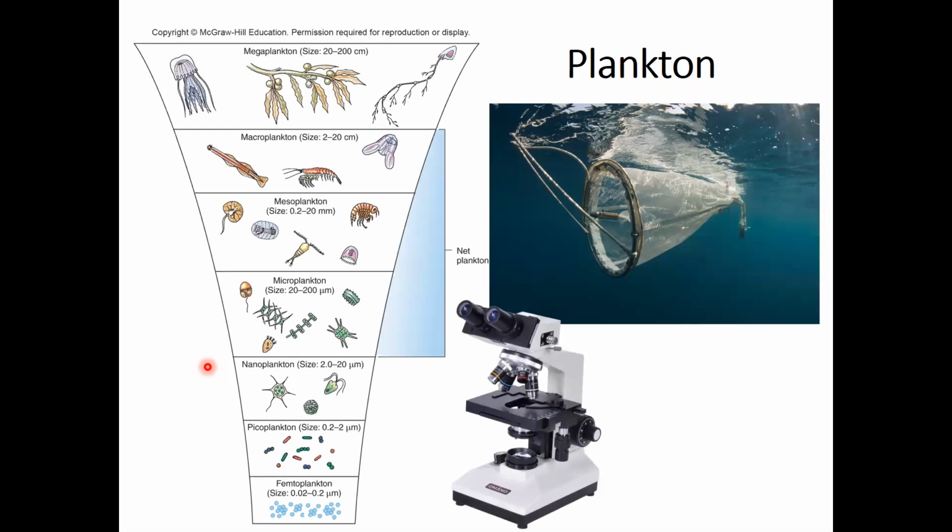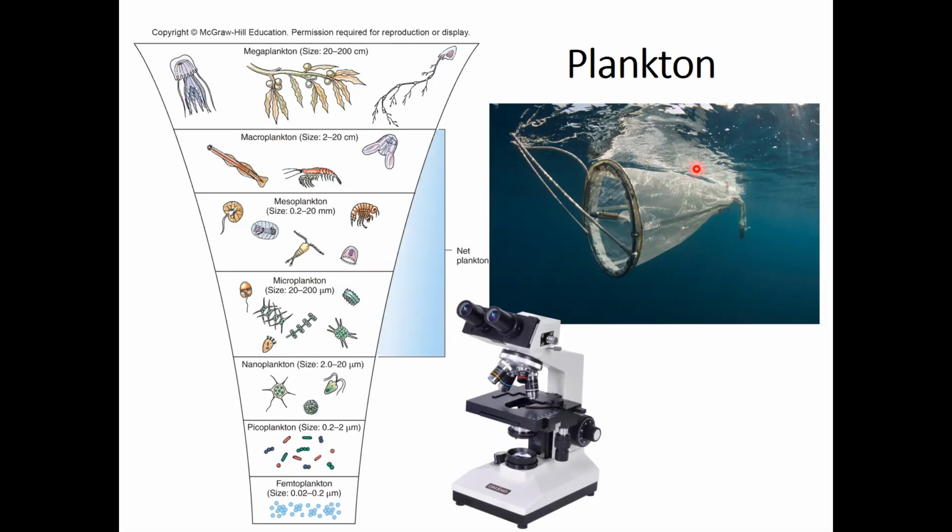Different size fractions of plankton that we see in the ocean. The very, very smallest are called femtoplankton. Then we have picoplankton, nanoplankton, and microplankton. So these smaller size classes from microplankton down to femtoplankton are so small that we need a microscope to see them. The microplankton, mesoplankton, and macroplankton are grouped together in a group called net plankton. So these organisms are large enough that we can filter them or collect them from the water using a net.